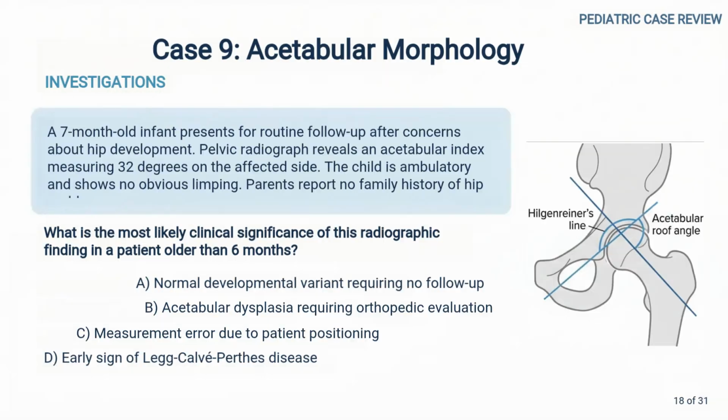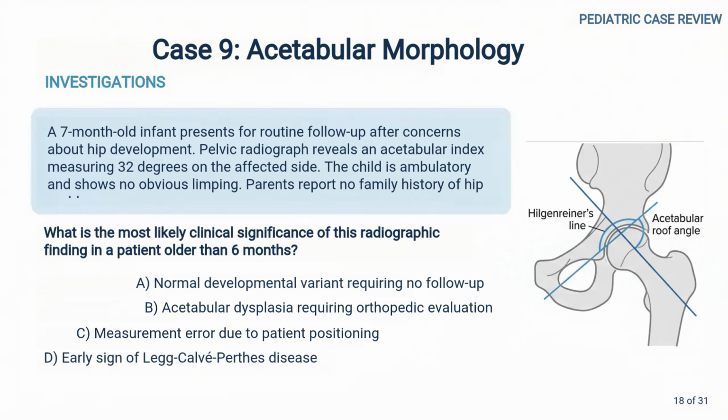Case 9, covering acetabular morphology in investigations. A 7-month-old infant presents for routine follow-up after concerns about hip development. Pelvic radiograph reveals an acetabular index measuring 32 degrees on the affected side. The child is ambulatory and shows no obvious limping. Parents report no family history of hip problems. What is the most likely clinical significance of this radiographic finding in a patient older than 6 months?